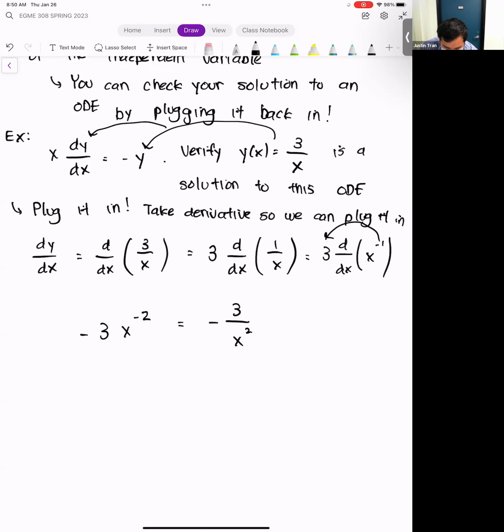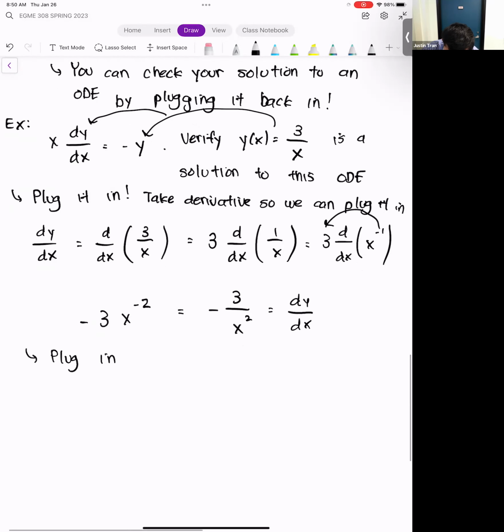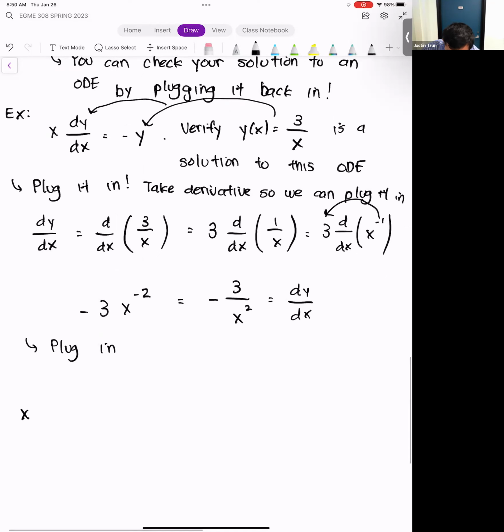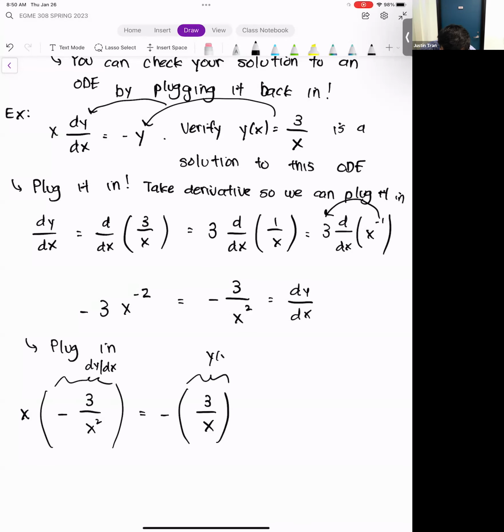All right, let's plug all that in. We're going to plug this in for dy/dx. In our original equation, on the left-hand side, we have x times dy/dx. So we have x times minus 3 over x squared. And that's equal to minus y, so we have minus times 3 over x.